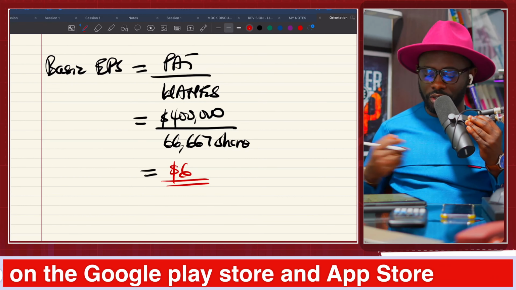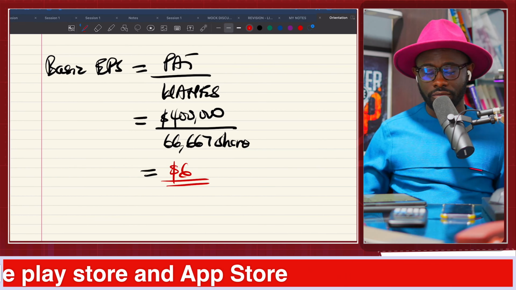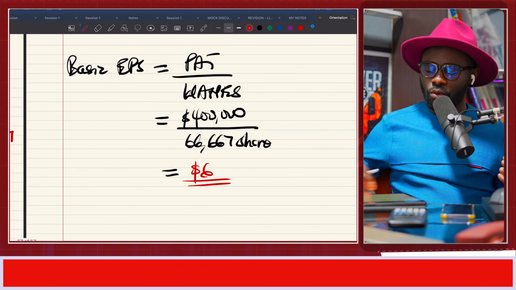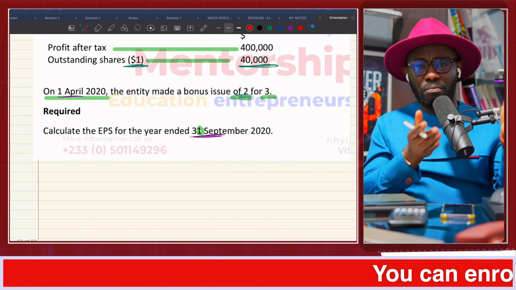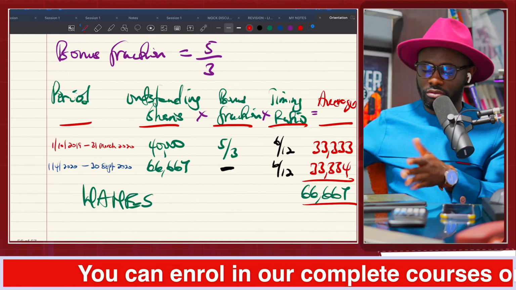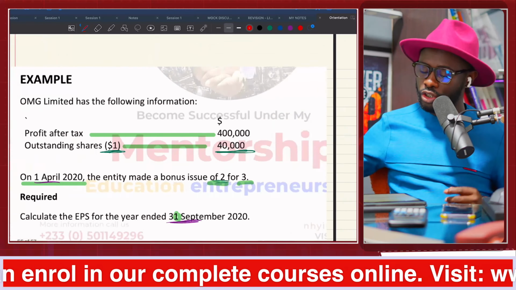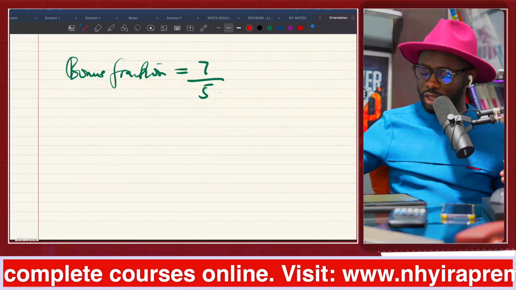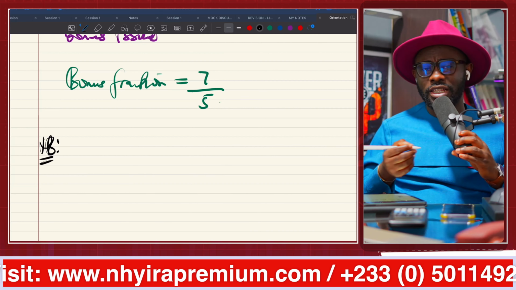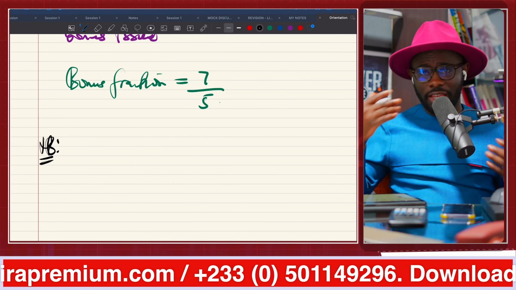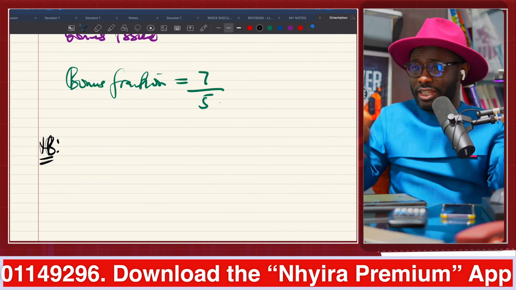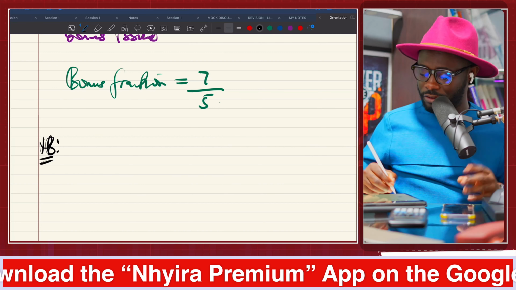So that is how we deal with bonus fraction. Now, usually, that's how we deal with bonus issue. Usually, when the bonus issue occurs at the beginning of the year, then there will be no need for us to do any timing ratio thing. Because usually if there is no date in the question, the assumption for bonus issue is that it will be done at the beginning of the year. That's the assumption.